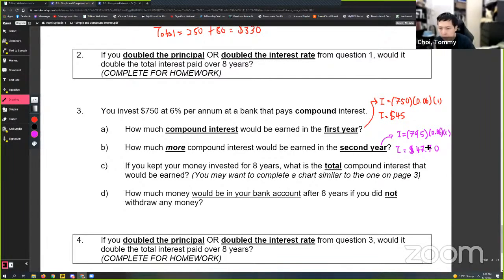Okay. Now, questions C and D would be a pain to do for now because it's a chart, where you want to complete a chart. So instead, this pushes us into 8.2. All right. Most of you are probably thinking, Mr. Choi, this is a really big pain to calculate compound interest this way, having to calculate the new principal every year and multiplying by the rate. That seems so redundant. Is there no other way we can do it? And the answer is, yes, there is another way, which pushes us into 8.2.